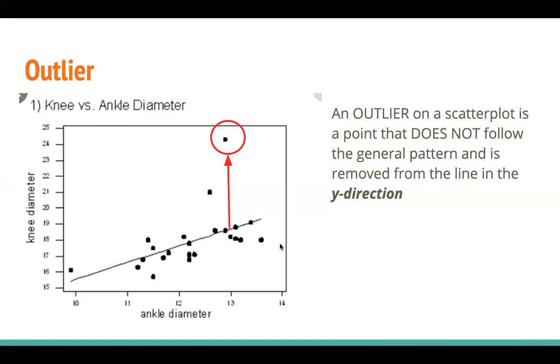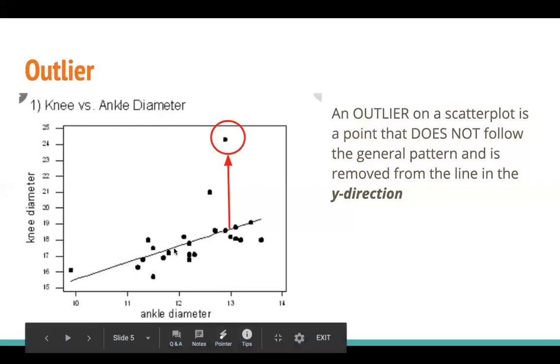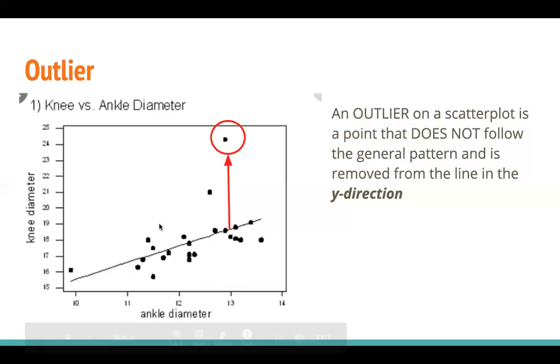It's an unusual point. That means this actual knee diameter is much bigger than would be expected from all these other ankle diameters. Outliers might have some influence on the line, the slope, and the correlation coefficient, but it's hard to know without playing around with the data, like calculating it with and without. They don't necessarily have a large influence. They can, but oftentimes they might not do too much.